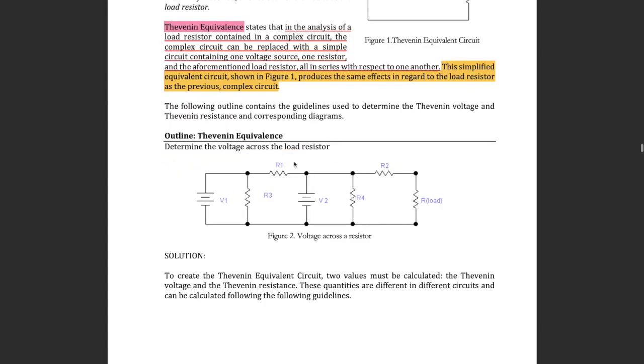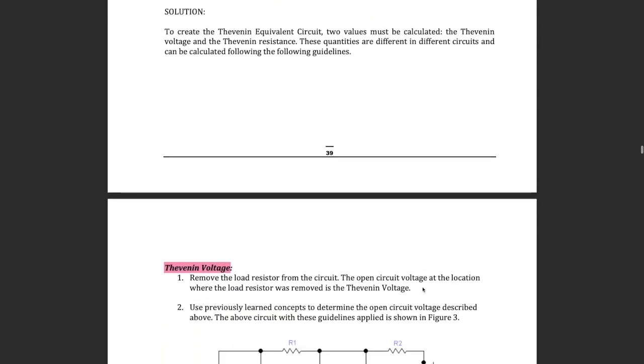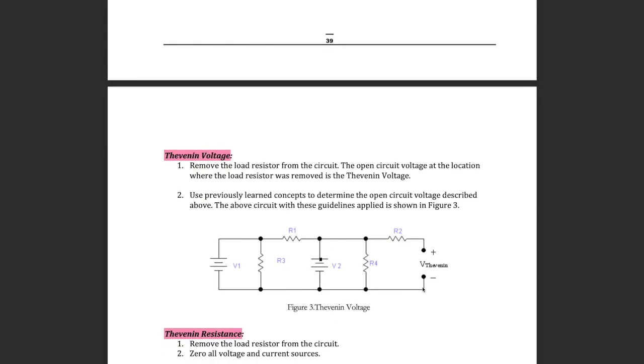I'll use this circuit as an example, and I will explain how we can find the Thevenin equivalent circuit. Basically, we need to find the V Thevenin and the R Thevenin here, and the R load is just this resistor. First, to find the V Thevenin, there are just two steps. First, we need to remove the load resistor from the circuit, and the voltage here at the open circuit is the V Thevenin.